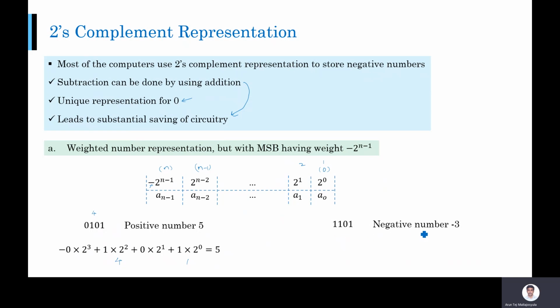You can take any other number. Let us say minus 3 that is shown here. So what will be the value? Let us move from right to left, which is more easy. 1 into 2 power 0 plus 0 into 2 power 1 plus 1 into 2 power 2 plus minus 1 into 2 power 2. Right? So minus 8 plus 4 plus 1, which is minus 3. Okay. So given any number in 2's complement representation, you can find its decimal equivalent. Okay. So this is actually a weighted number representation, but with MSB having the weight minus 2 to the power of n minus 1.